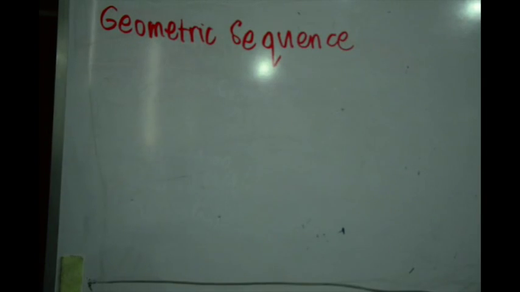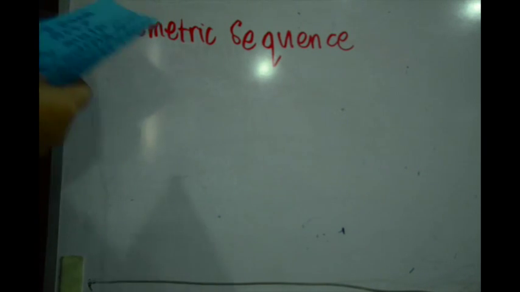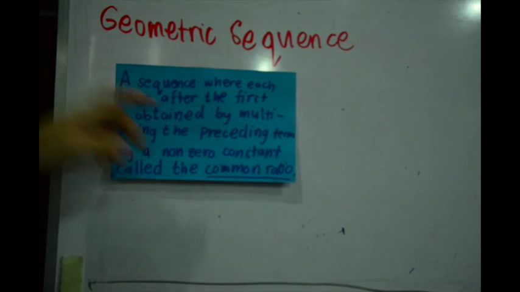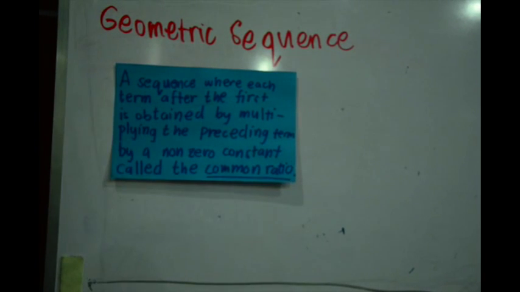10,000. Another type of sequence is a geometric sequence. Now, by definition, a geometric sequence is a sequence where each term after the first term is obtained by multiplying the preceding term by a non-zero constant called the common ratio. Now we symbolize the common ratio as r.